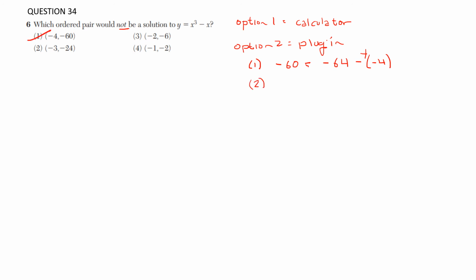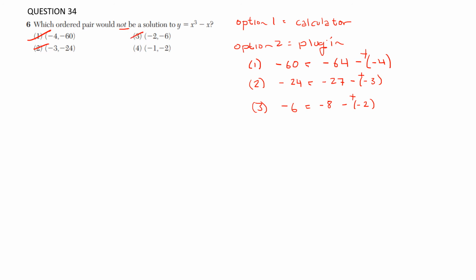Answer choice 2. You have -24 equals -3 cubed, which is -27, minus -3. This, of course, again turns into a plus, and that also works, so that's not an answer. Answer choice 3, you have -6 equals -2 cubed, which is -8, minus -2. Again, this is positive, so you add it, and -8 plus 2 is indeed -6, so that's not an answer either.